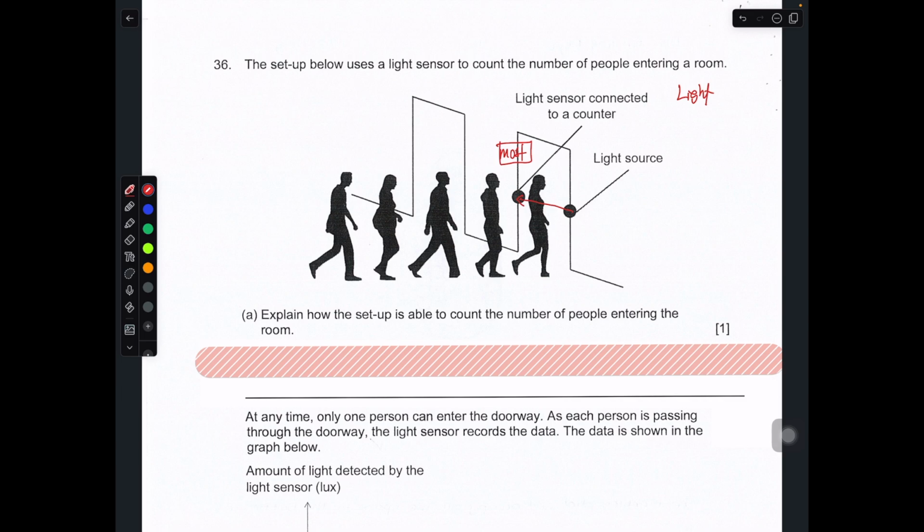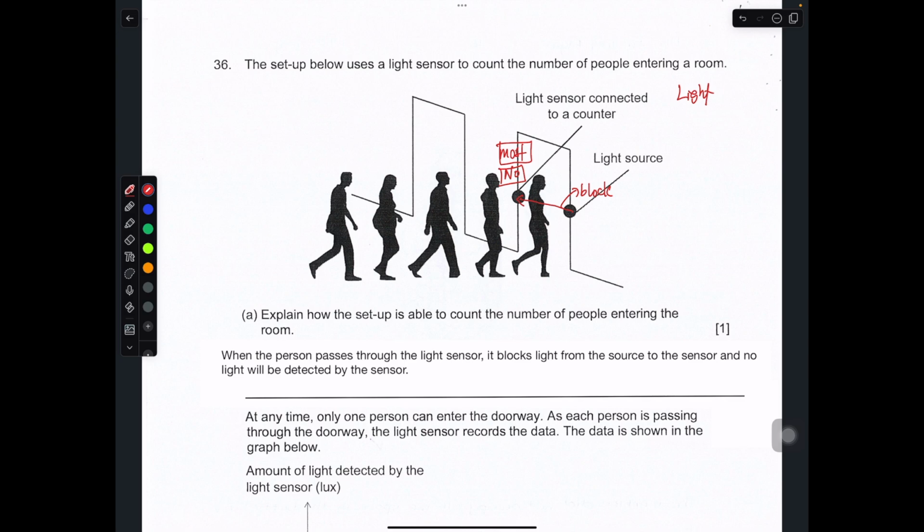Explain how the setup is able to count the number of people entering the room. Okay, so when the people enter the room, the light will be blocked, and when it's blocked, no light can reach the sensor. So when there's no light, there's someone entering. Okay, so when the people pass through the light sensor, it blocks light. This part is important, from the source to the sensor. So why are these two parts important?